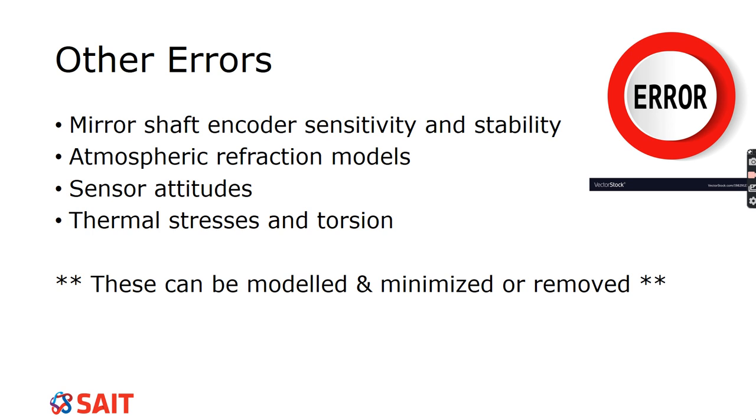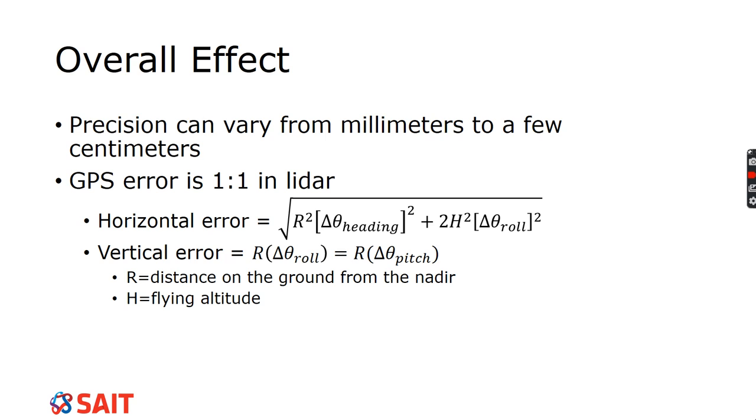The nice thing is with these four particular errors, we can model them to minimize them or remove them. But again, there are standards that have been created to manage that, to help you follow through. So the overall effect, what happens? So precision of Lidar using all of the standards can vary from millimeters to a few centimeters. So that's our precision. The GPS error in Lidar is 1-to-1. So if you have a 4 centimeter error in GPS, you are going to have a 4 centimeter error in Lidar. It just transfers over really nicely that way.